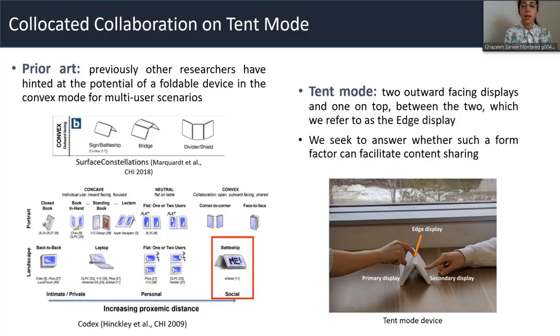a foldable device. So in this paper, we focus on a specific form factor of these foldable devices, which we call tent mode. So tent mode basically has 2 outward-facing displays, the primary and the secondary displays. The primary display is basically the display of the device owner, and the secondary display acts as a display that the guest user will use the device for. And there's also a third display on top, which sits between these 2 displays, which we refer to as the edge display. And we seek to answer whether such a form factor can facilitate content sharing.